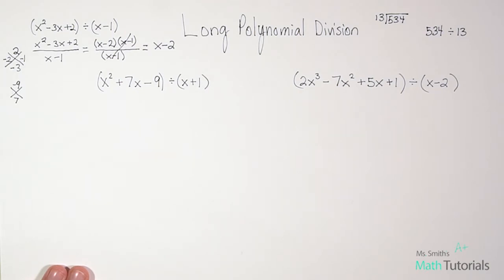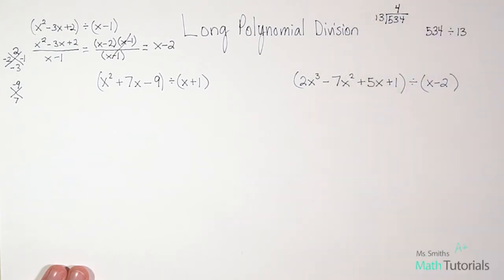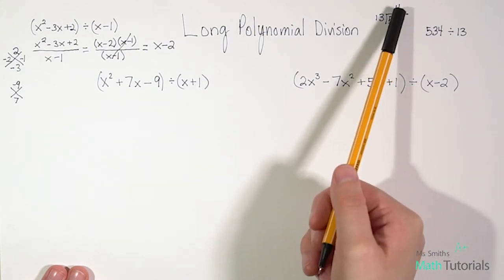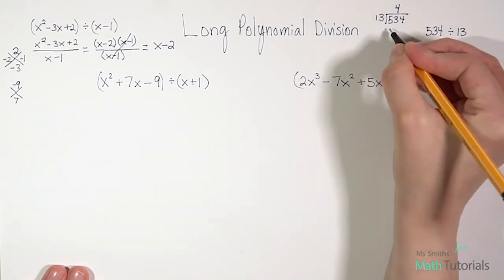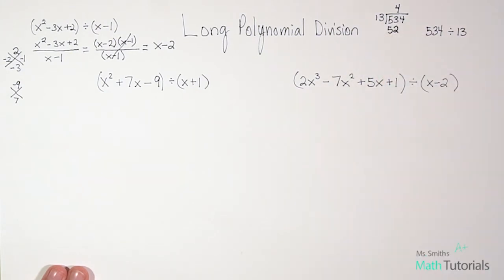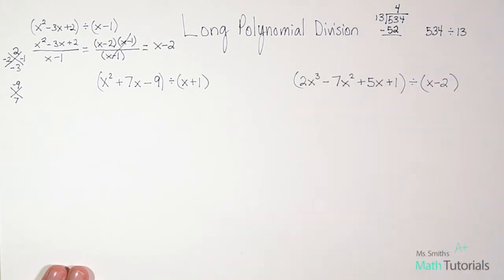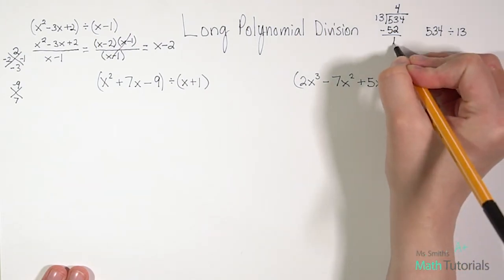So if I go all the way up to 13 times 5, then I'm way over, right? So I would want to say, okay, I know 13 can go into 53 4 times. And then we'd say, okay, we multiply this number by this number, 52. And then remember that we take that and we subtract them. So we say, okay, 53 minus 52. So 53 minus 52 is a positive 1.